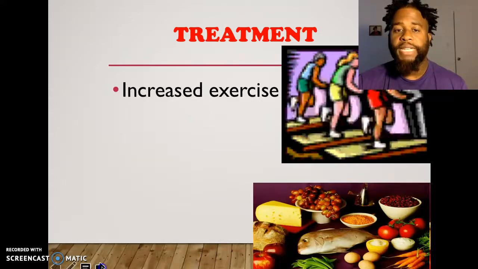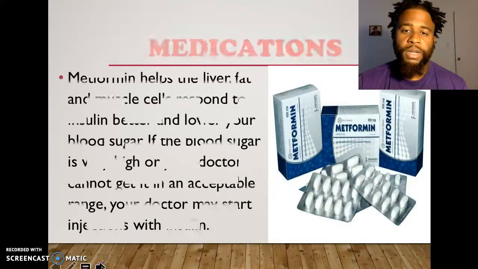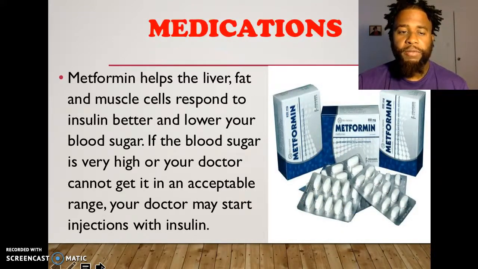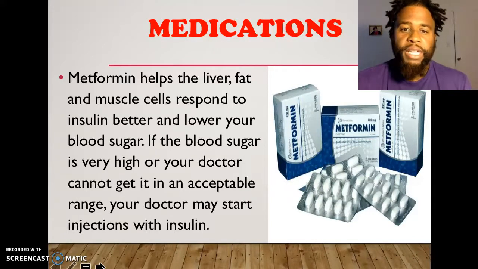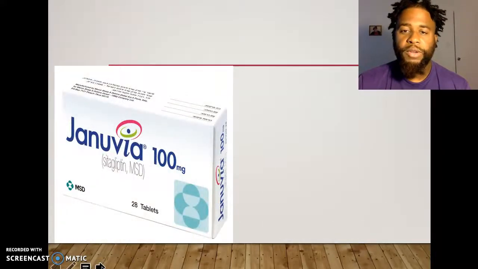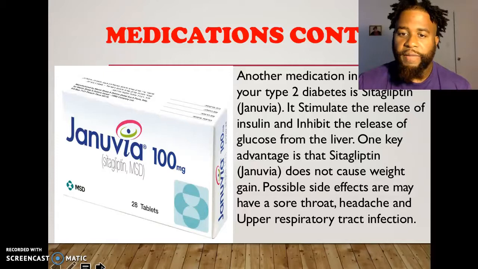Treatment: increased exercise, a healthy diet, and medications. One of the medications on the market right now that's been really good and affordable is metformin, one of the cheapest ones also. What it does is respond to insulin better and lower your blood sugar. If the blood sugar is very high and your doctor cannot get it to an acceptable range, he might have to use injections or insulin. The next one I use is Januvia, another medication lowering type 2 diabetes. It stimulates the release of insulin, inhibits the release of glucose from the liver, and the advantage is that it does not cause weight gain.